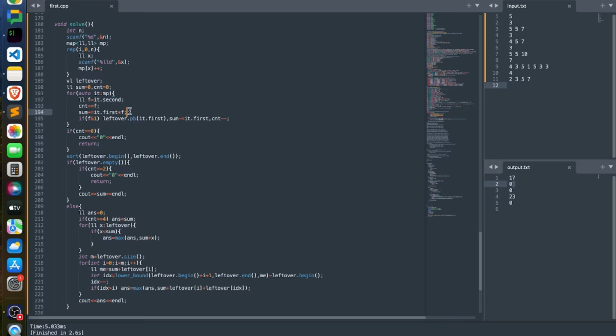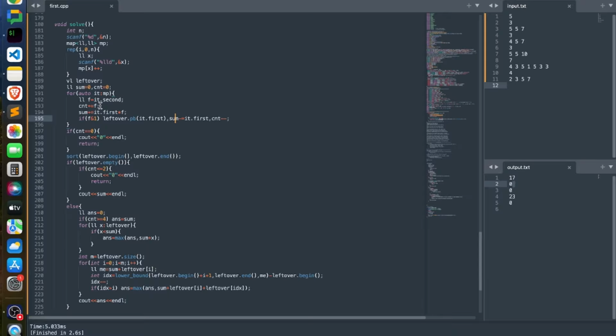Initially I took all the edges, so count plus equals f and sum plus equals length times frequency. But if the frequency is odd, it means that there would be one leftover, right? So just insert that length into the leftover vector, and now decrement the sum and decrement the count. So sum minus equals length and count minus equals 1, right?